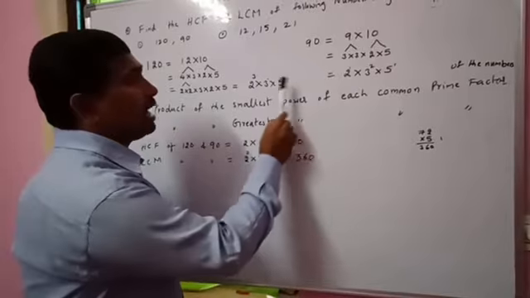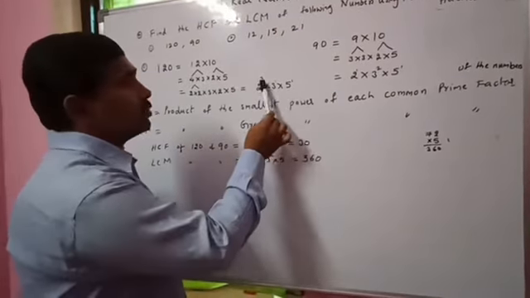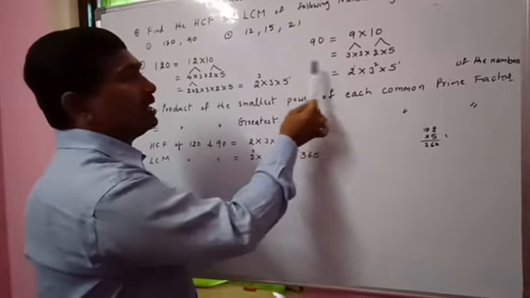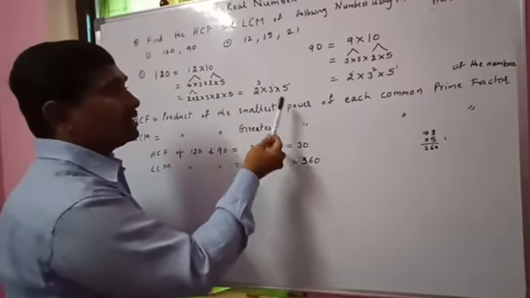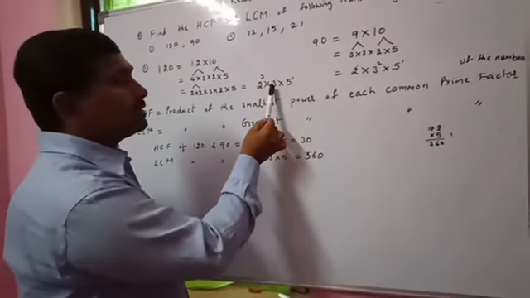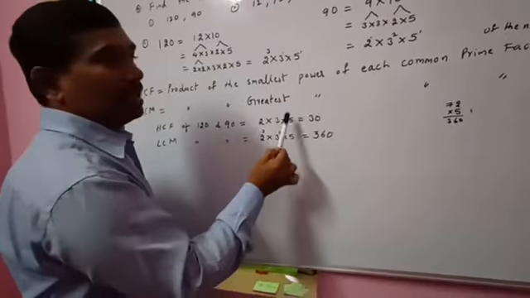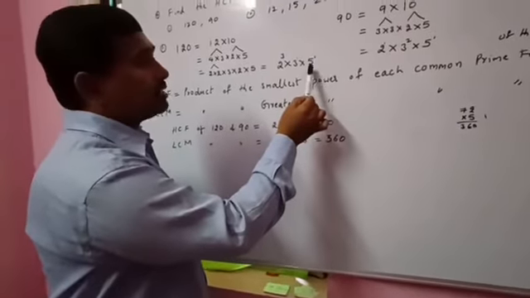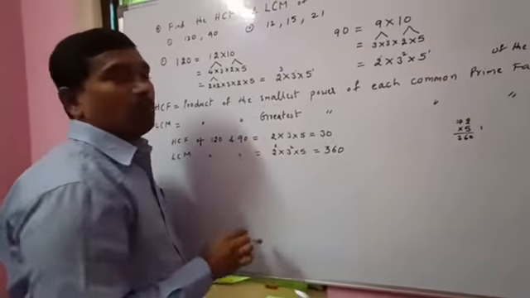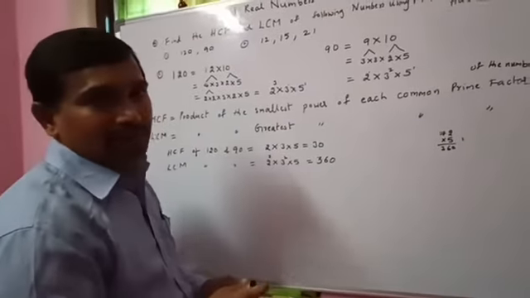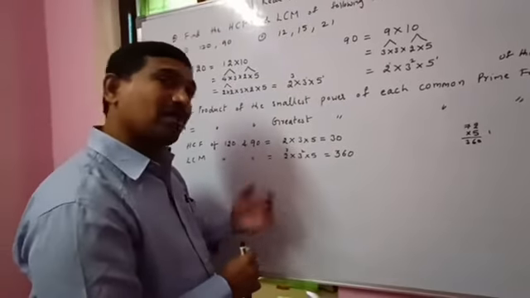Here 2 is a common prime factor. What is the smallest power of 2? Here 2 power 3, 2 power 1. What is the smallest power? 1. So 2 power 1. And the other common prime factor 3: the smallest power of 3 is 3 power 1, 3. 5 is also a prime factor. The smallest power of 5 is 5 power 1. Take the least powers of common prime factors. These 2, 3, 5 are common prime factors.